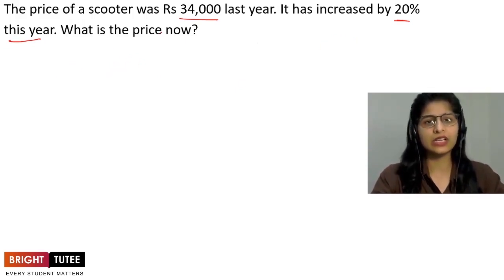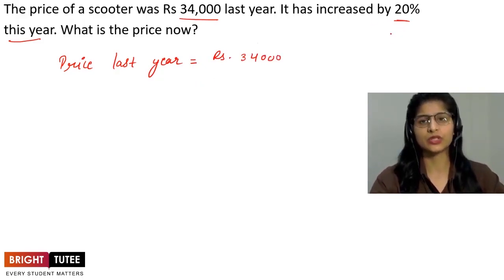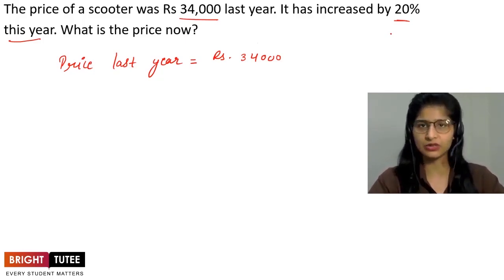So the original price, or you say the price last year, we will write price last year. What is the price last year? It is rupees 34,000. Now it is increased by 20%. So 20% of what? The original price, right? It will be increased by 20% of 34,000 only.